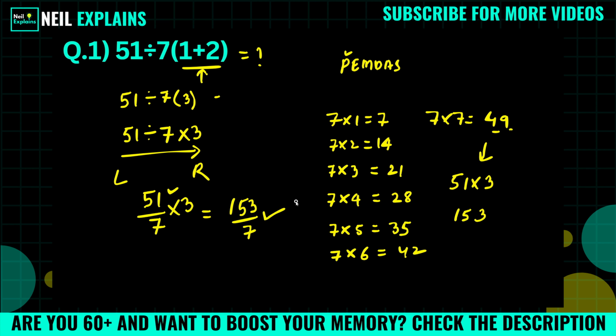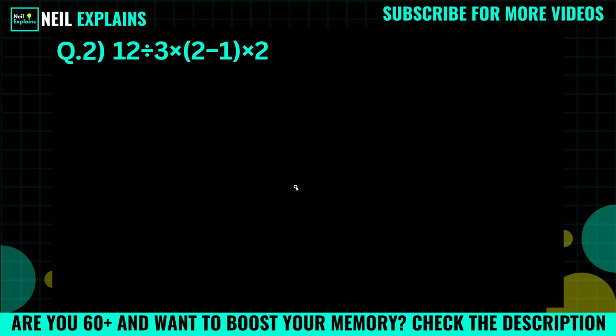Okay, coming to the next question, what we have: 12 divided by 3 into parenthesis 2 minus 1 parenthesis close into 2. So pause this video and comment your answer. Take your time. Okay, and I will give them a shout out. So let's solve this step by step. So first we will write the PEMDAS steps.